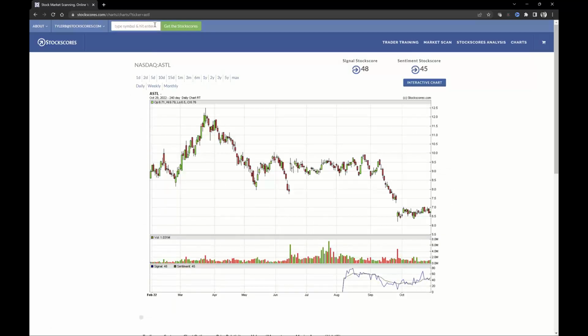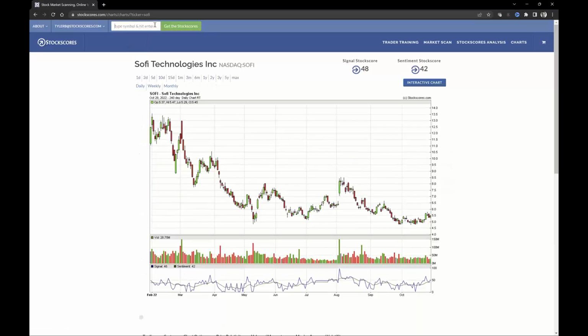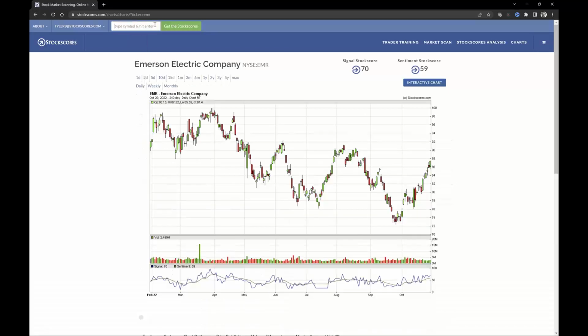ASTL, bad. Okay, falling tops, not good. SOFI, fairly negative, starting to try to turn. It was actually on our day trading list on Tuesday, but still not quite good enough. EMR, in the short term as a swing trader maybe, but the long term not so much.